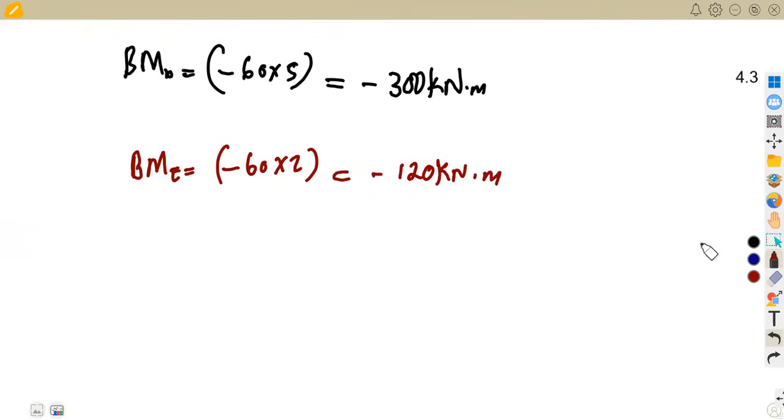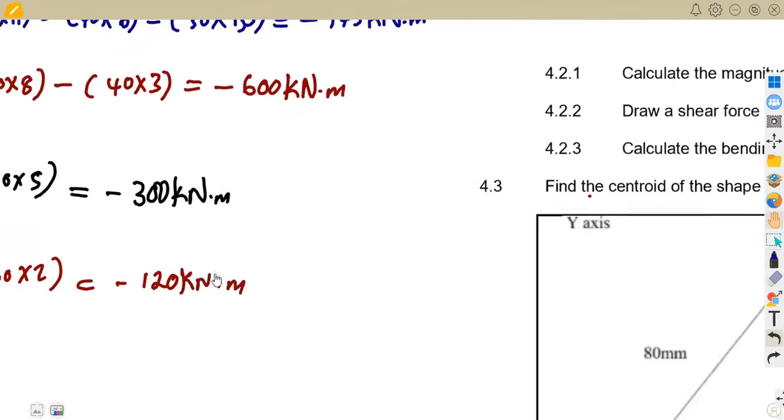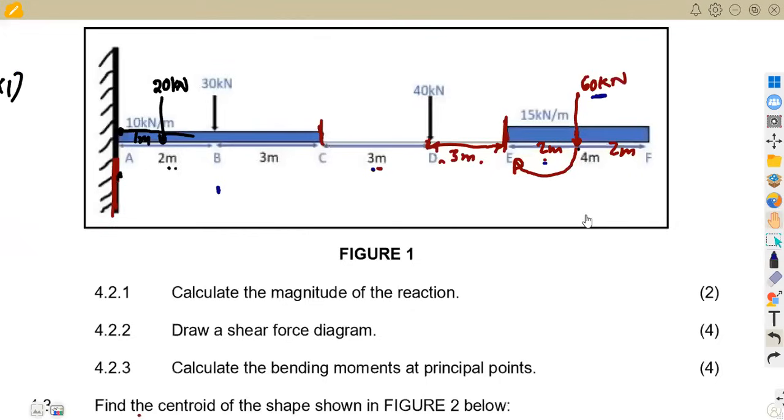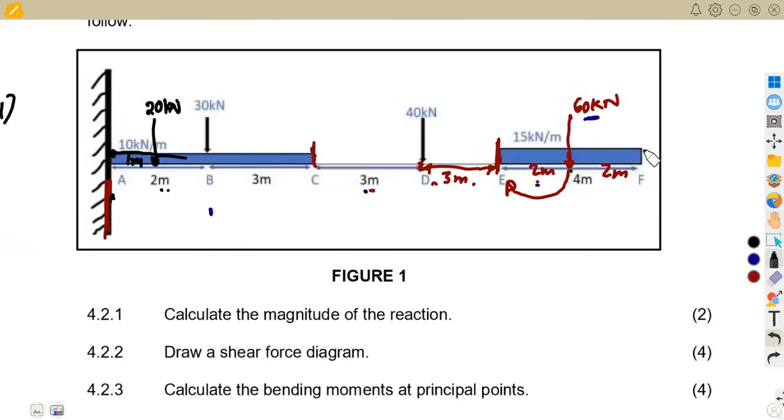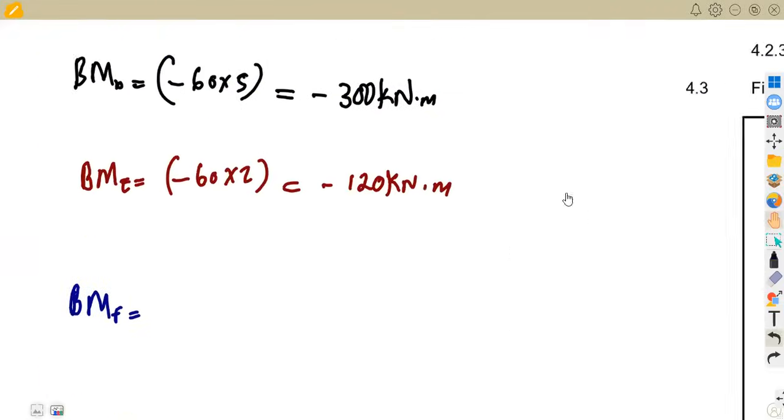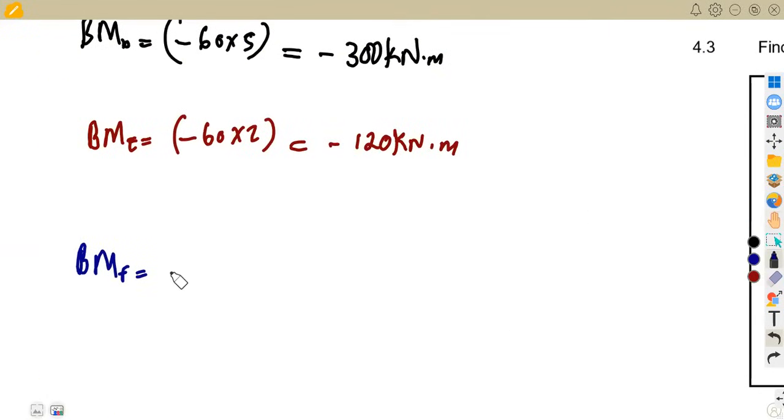Then the last part is the bending moment at F. So you're going to have the bending moment at F. At F, there is nothing that you're going to consider, this is the point F. So the distance from the right side here, we do not have a distance. So it's going to be 4 times distance, which is the distance is 0. So it's going to give us a 0 in this case. So the bending moment at F is going to be 0 kilonewton meter.